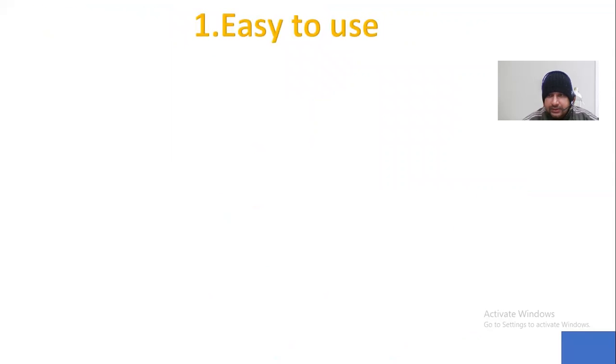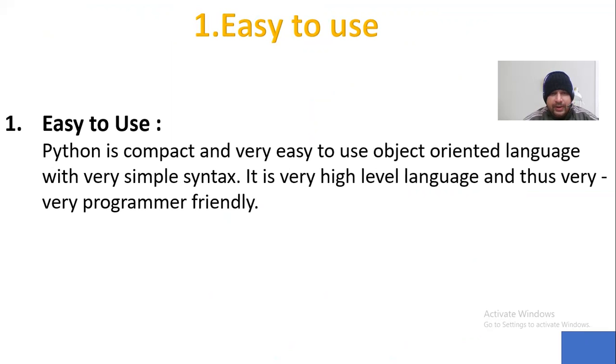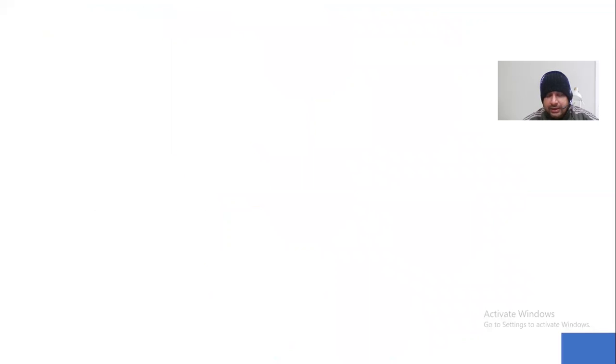The first one, easy to use. Python is a compact and very easy to use object-oriented language with very simple syntax. It's very close to the human language, okay? And thus it comes under the high-level languages, right? And the most important part is that this is similar to the language which you normally speak. It's very close to the human language, and thus it's easy to deal with.